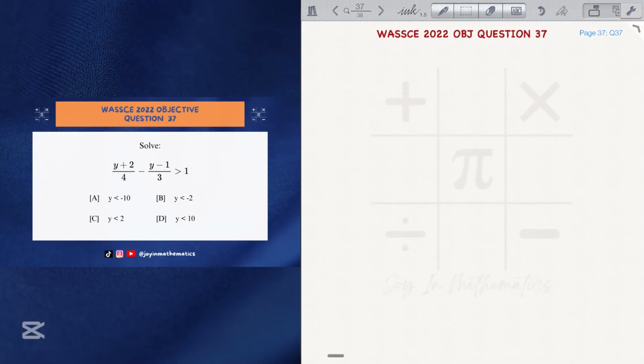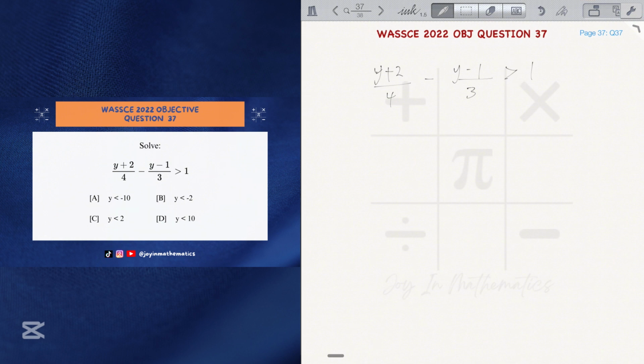Now let's proceed on to objective 2022 question 37. The question says we should solve the inequality, and the inequality states that y plus 2 divided by 4 minus y minus 1 divided by 3 is greater than 1. So how do we solve inequalities? We just take this one as equals to, and then we proceed further.